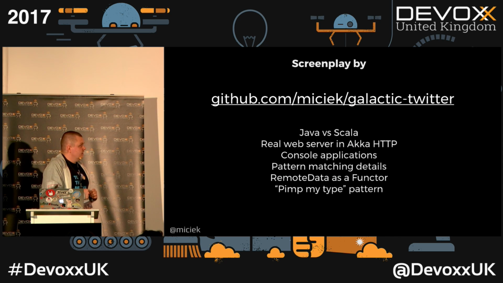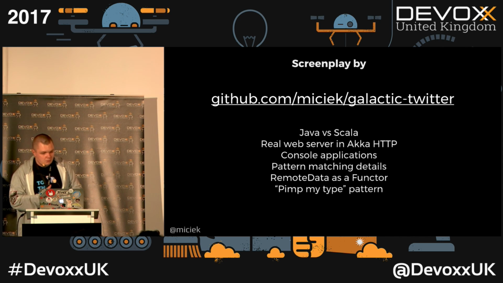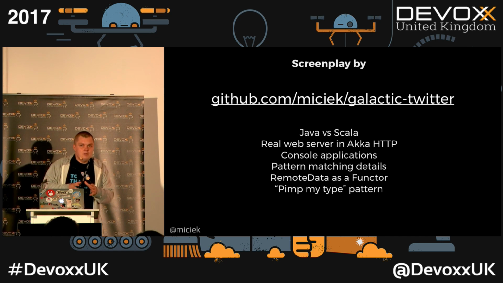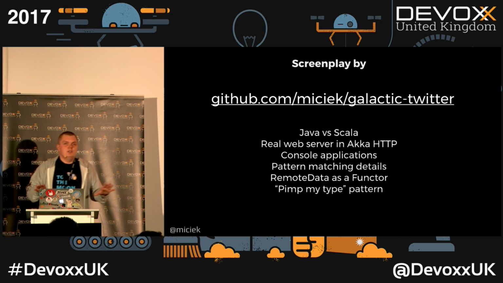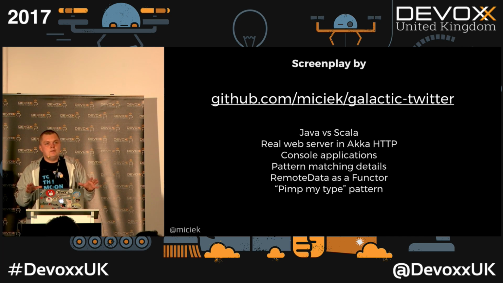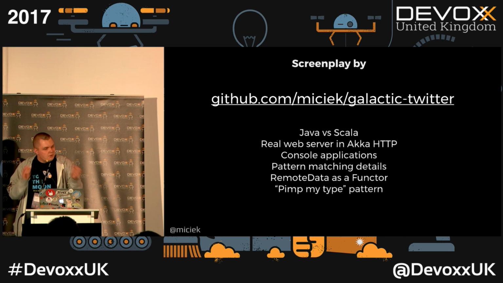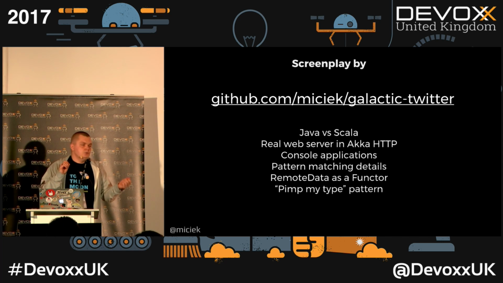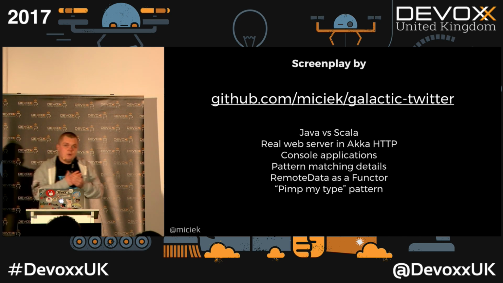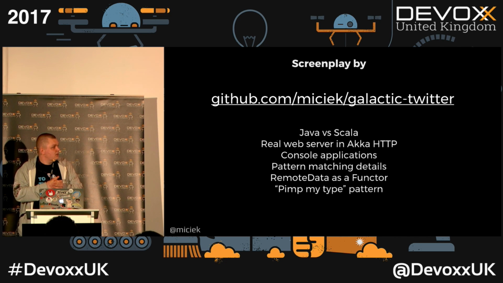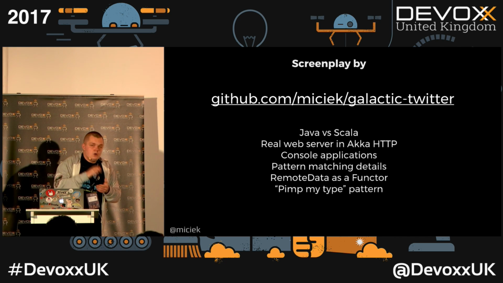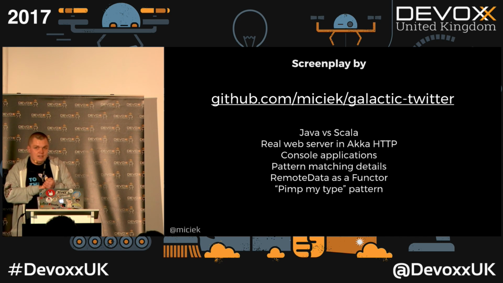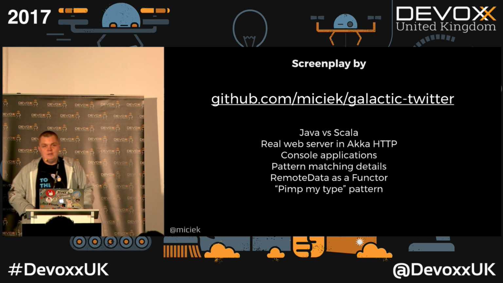And the screenplay is by this GitHub Galactic Twitter repository. I encourage you to look because the Java and Scala implementations are there and they have similar functionalities and do exactly the same things. So you can just look around and see the differences between those two implementations. And there are real web servers in Scala and Java of Akka HTTP, console applications, pattern matching details. So you can see how this is really implemented inside.